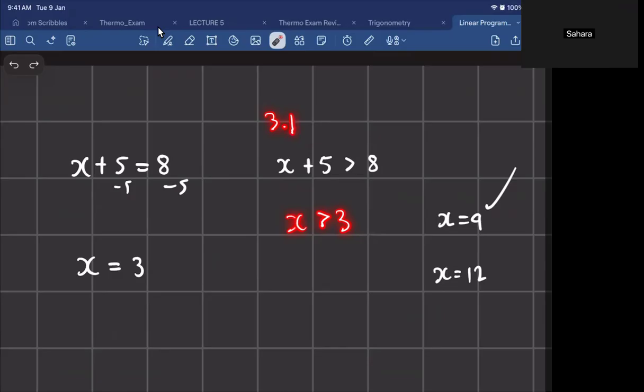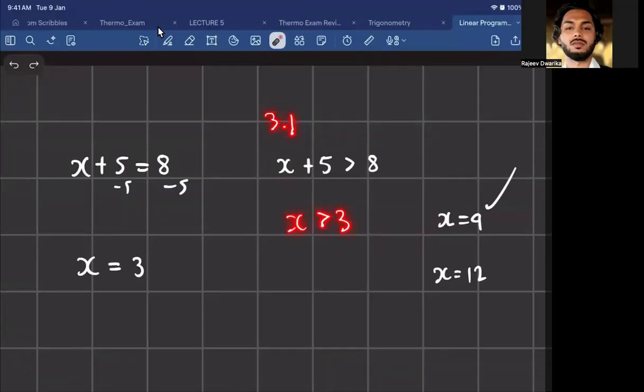8.1. Is 8.1 more than 8? Yep. So, Sahara, this is our solution. Any value for x that's more than 3 would satisfy that inequality. You understand that? Yes. So you could say 4 is our answer, you could say 5 is our answer, 6, 7, 8, all the way to positive infinity. That would work. So do you understand the difference between an equation and an inequality?